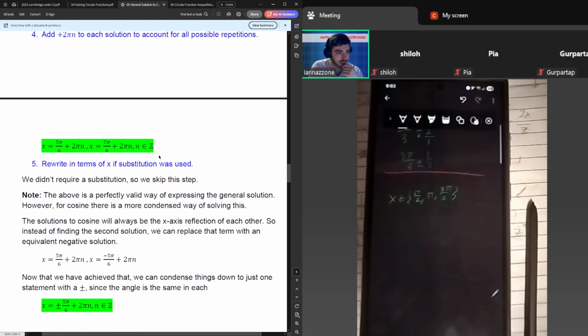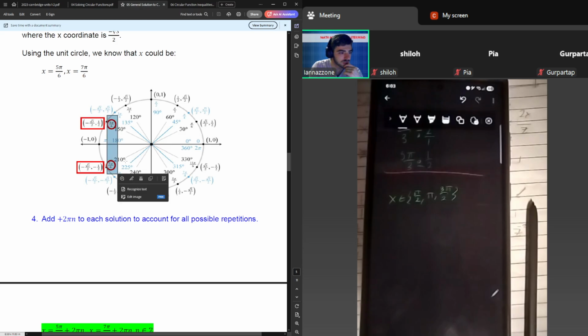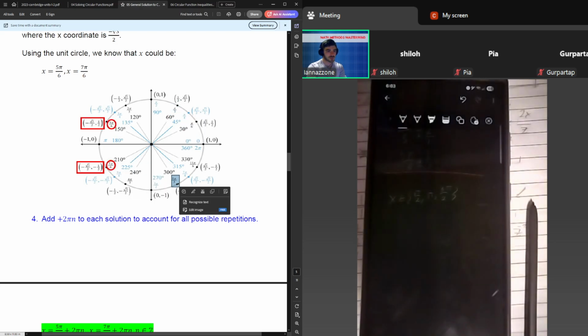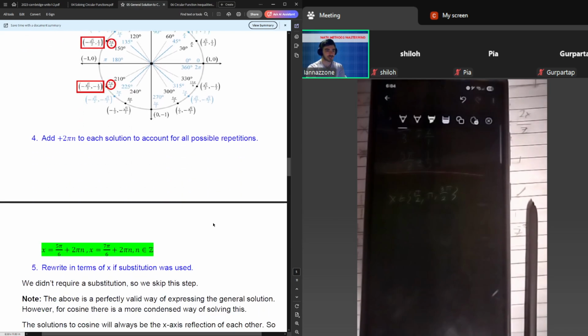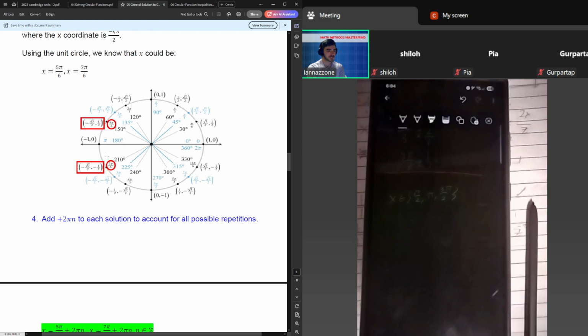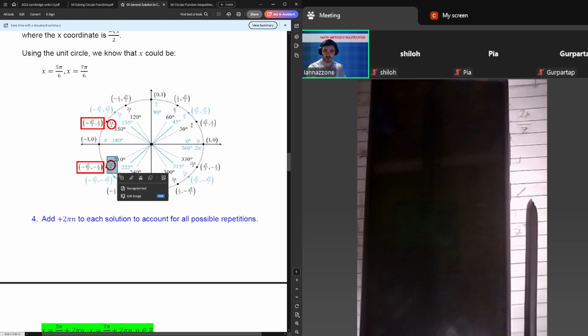However, in the case of cosine, there is a further simplification. The reason why is because the solutions to cosine will always be vertically flipped from each other. So if you have 5 pi over 6, you're also going to have 7 pi over 6. If you have pi over 3, you're also going to have 5 pi over 3. That will always be the case for the cosine general solution. And because they're vertically opposite each other, it simply means that you can ignore one of these solutions and just write a plus minus on it. Because this spot here is the same thing as negative 5 pi over 6.